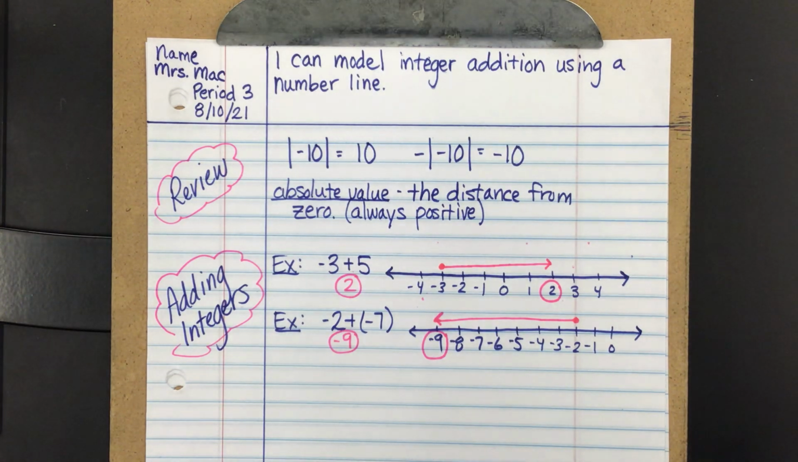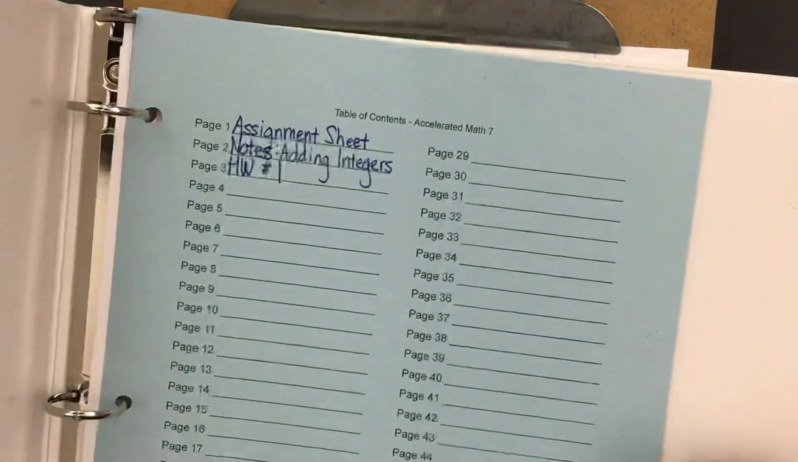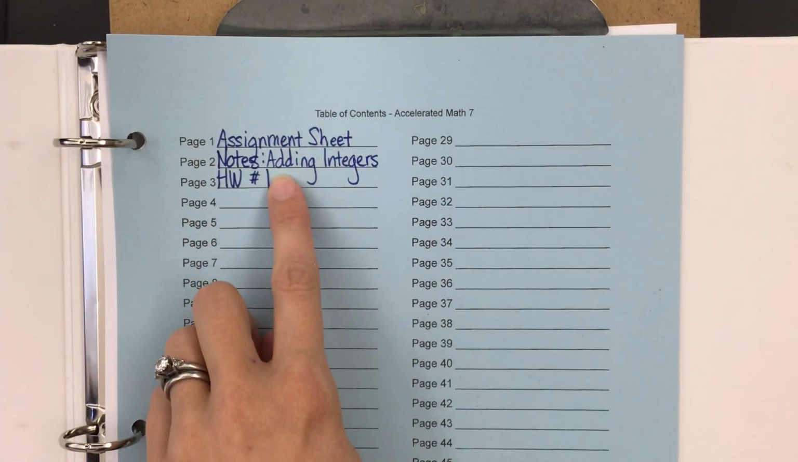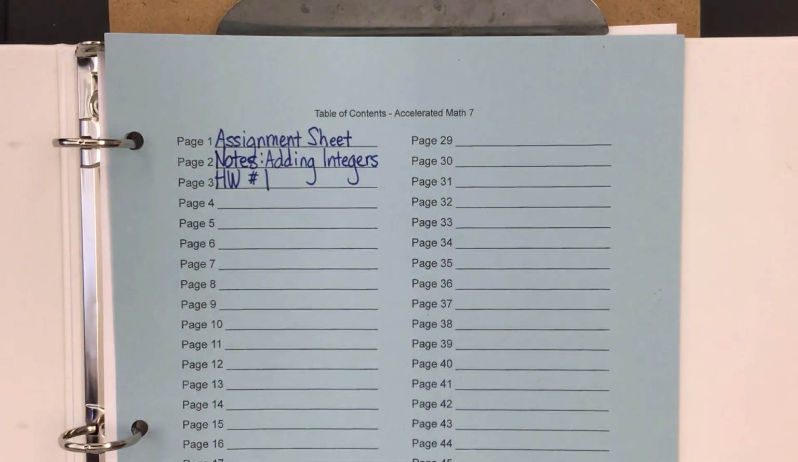All right, so I'm going to pass out your homework, and let me put the table of contents back up too so you can see what order to put everything in. Okay, so first you're going to have your assignment sheet, then the notes that you just took, and then you're going to put the homework that I am currently passing out. Put your whiteboards in there somewhere too. You have them in your binders.